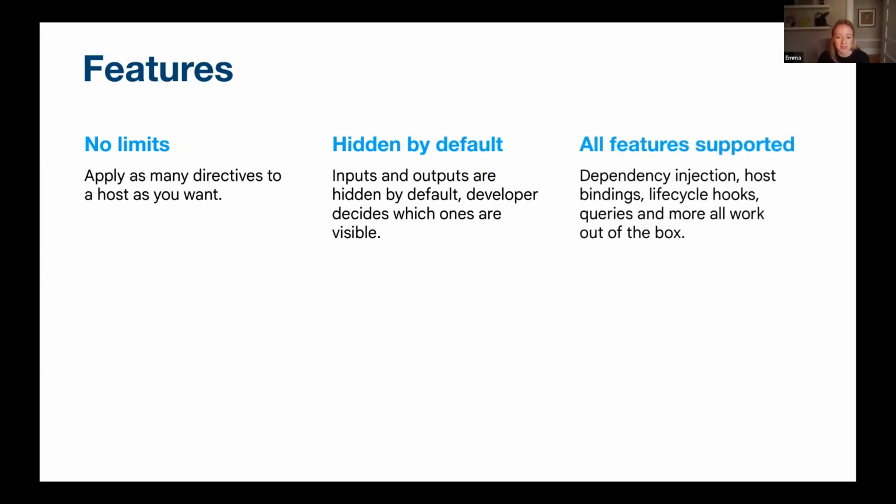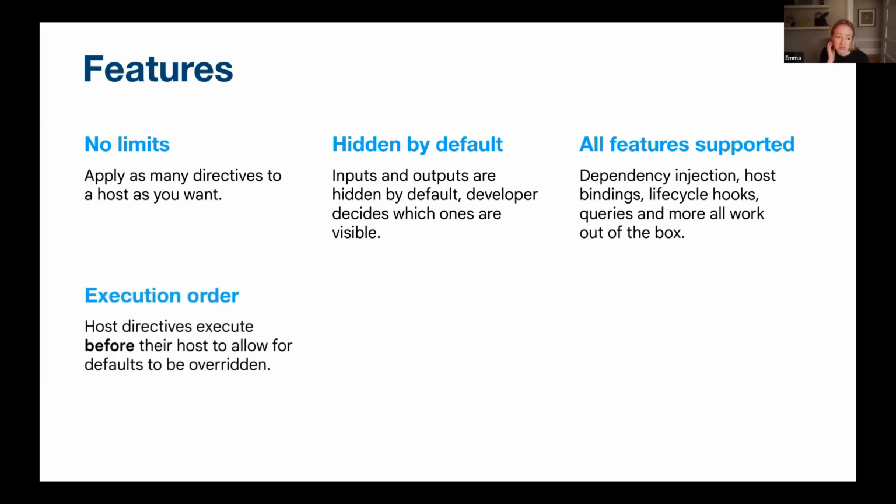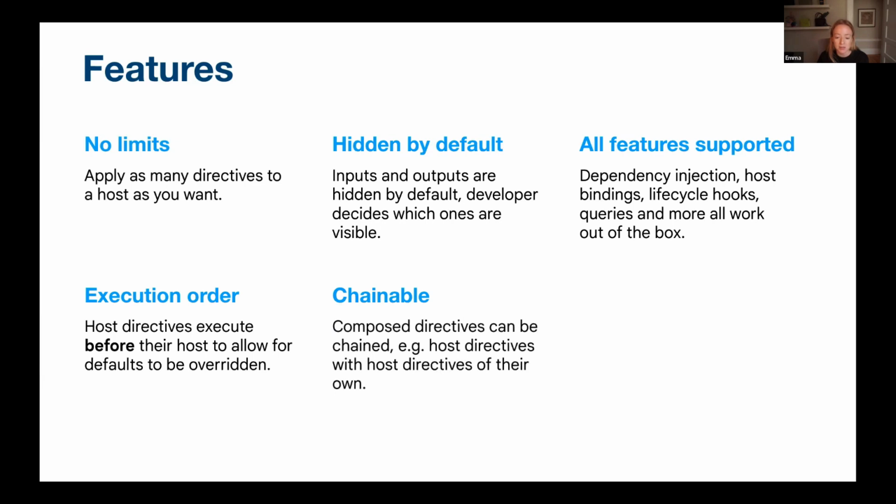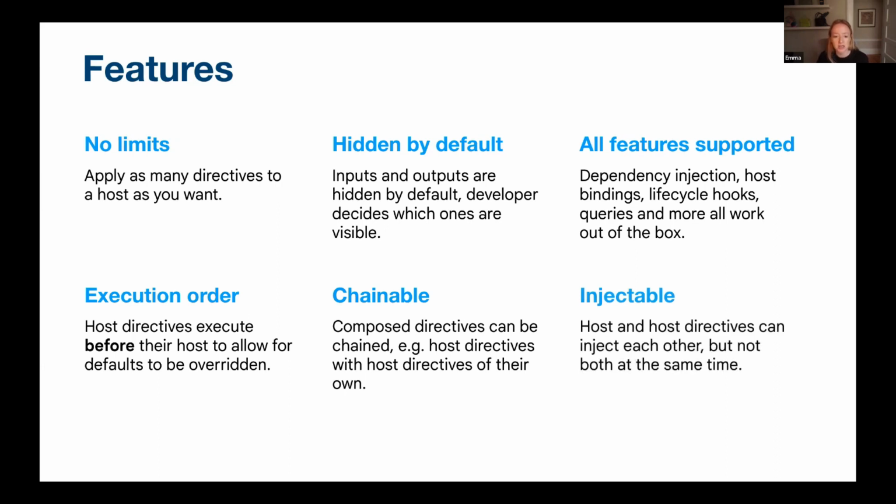And everything else works. Dependency injection, host binding, lifecycle hooks, queries, anything that you were using previously still works with this. Host directives are executed before their host to allow for defaults to be overridden, and they're chainable. So you can compose directives through chains, which basically means host directives with host directives of their own. So you could have a component that consumes a component that has host directives. And they're injectable, right? The inject function works. You just can't have a circular injection dependency there.